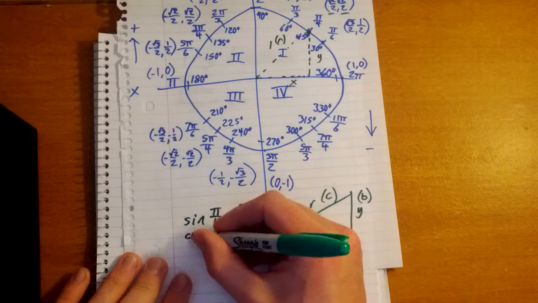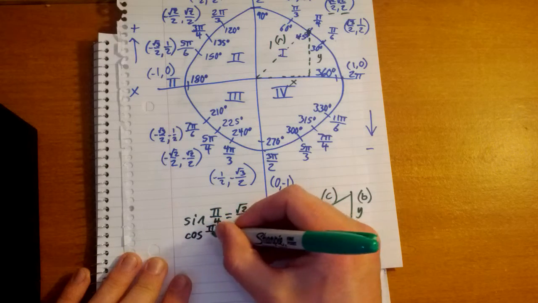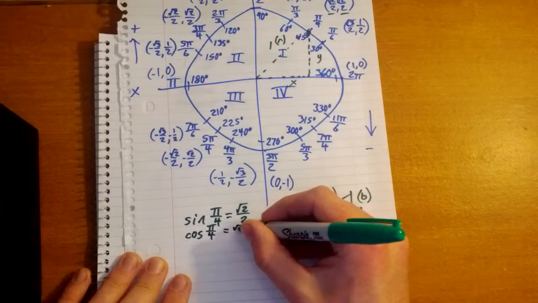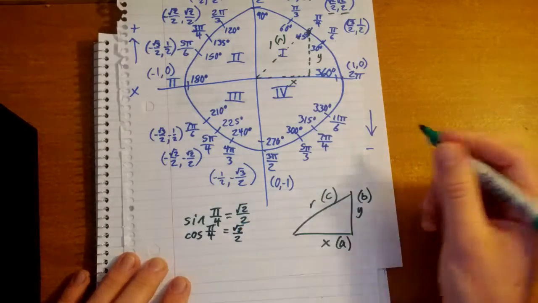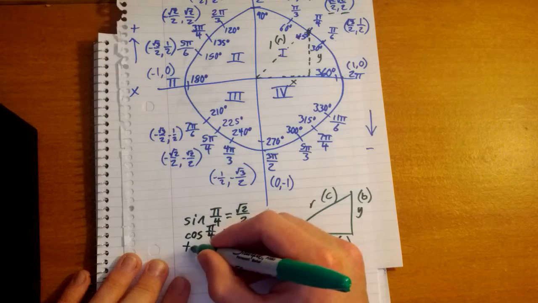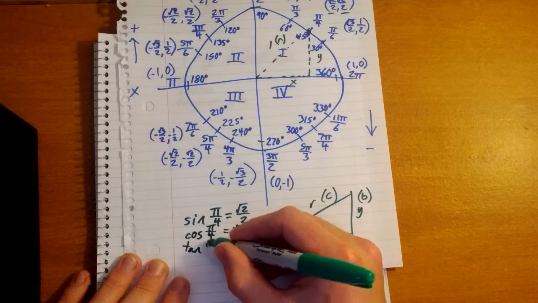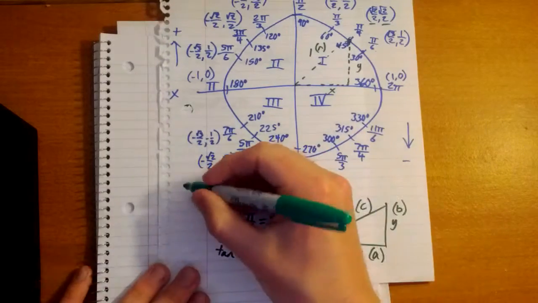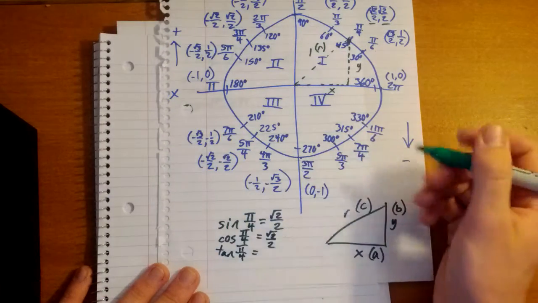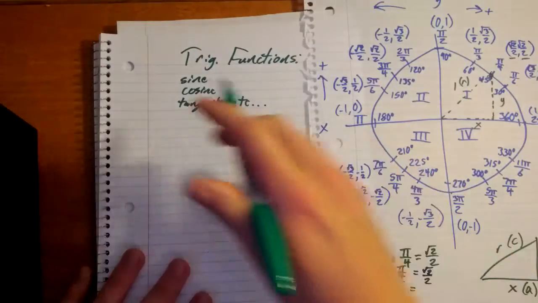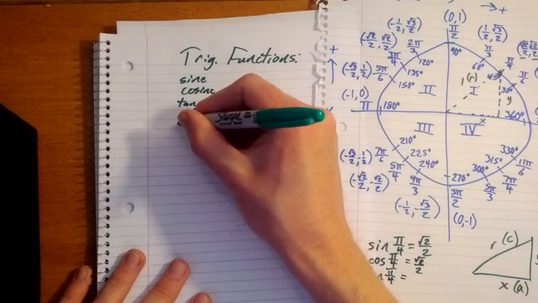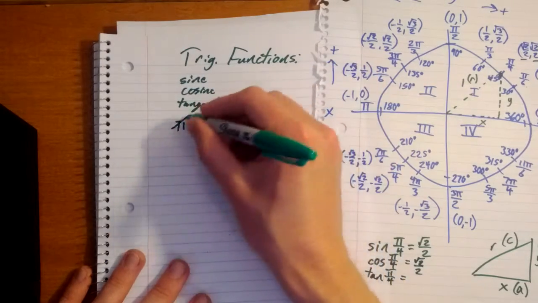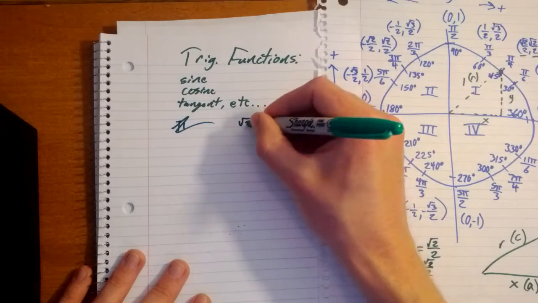Cosine of pi over 4 is the x coordinate, which is square root of 2 over 2. Okay, and tangent is y over x. So y over x the same way we can write pi over 4.